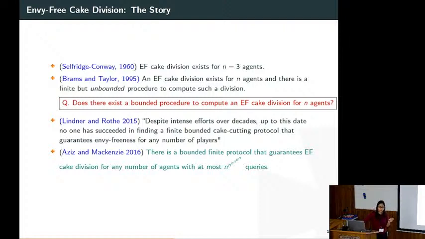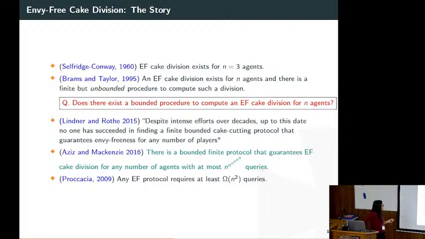The thing that we saw for n equal to 3 agents, one agent is coming to cut, and then there are trimmings, and then there's somebody else's. So it uses this kind of an argument as a core protocol and adds more nuances to it, and then they reach this point that at most with these many queries you can find an envy-free division for n agents.